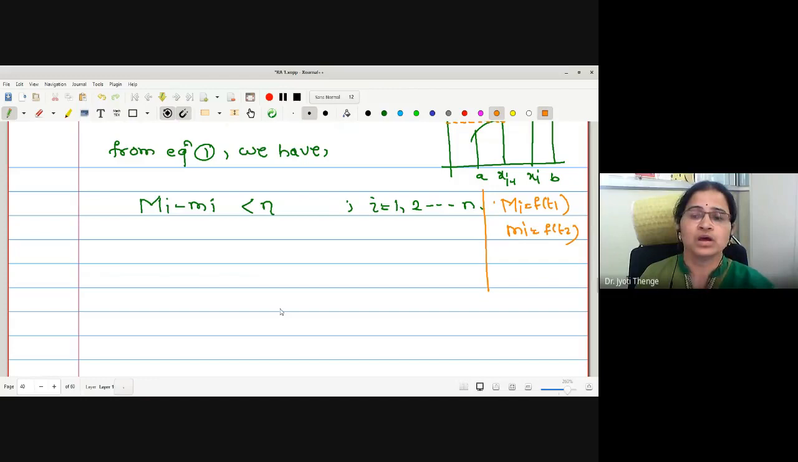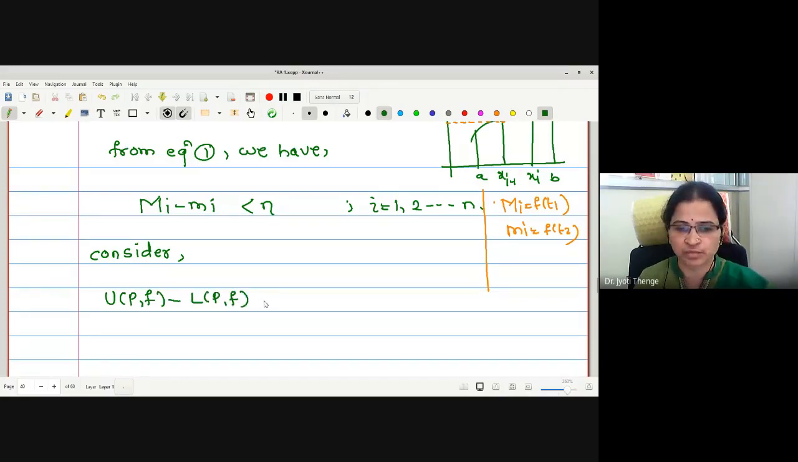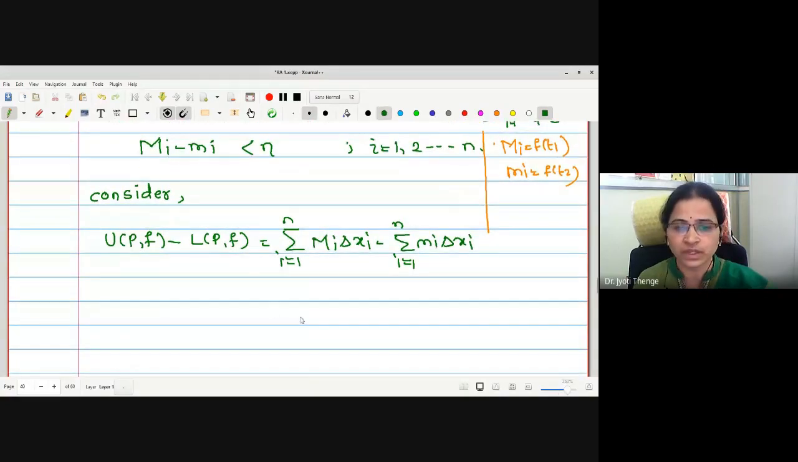Now we will go for considering the left part of the condition of integrability. What is the left part of the condition of integrability? What is the aim to prove? U(P,f) minus L(P,f) is less than epsilon. Therefore, I will start with U(P,f) minus L(P,f), and the aim is to prove this difference is less than epsilon. We know according to the definition, this is summation i equals 1 to n capital Mi delta xi minus summation i equals 1 to n small mi delta xi. Let me combine the sum to write this as capital Mi minus small mi into delta xi.